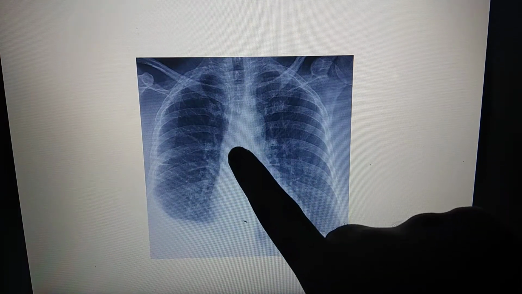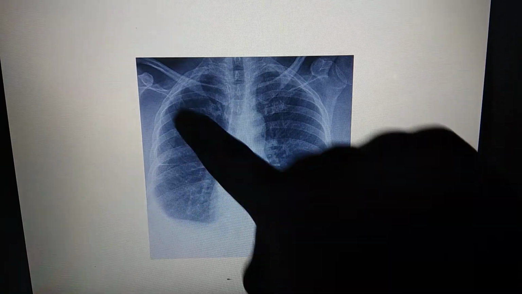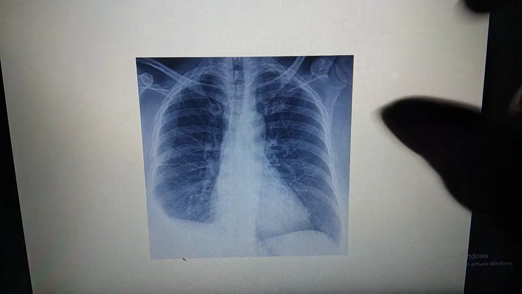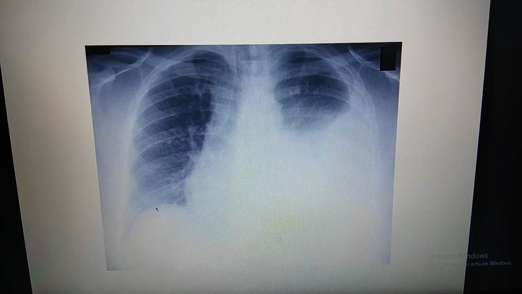This is not atelectasis. The angles are gone, and it is pushing away from the disease side. This is the disease side, and it is pushing away. This is known as pleural effusion. That means, in simple words, there is water in the lungs.